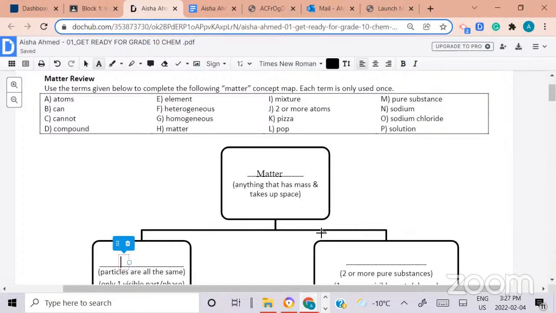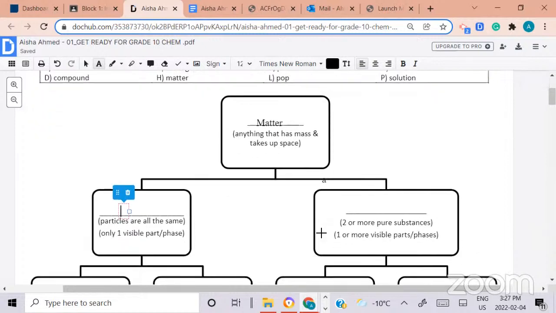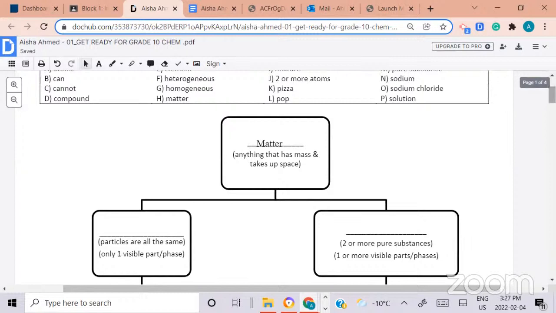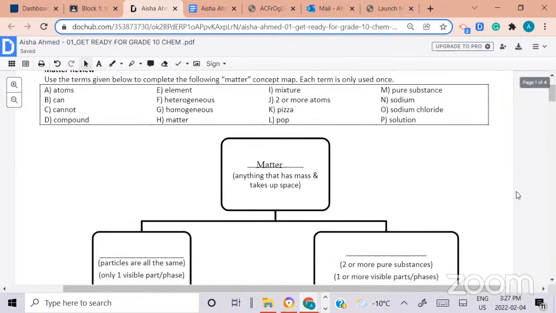Now matter is divided into two categories. We have particles that are all the same, so only one visible part or phase, and then another category is two or more pure substances, so one or more visible parts or phases. So this is where you have to choose between homogeneous and heterogeneous. So Aisha, which one do you think it is?